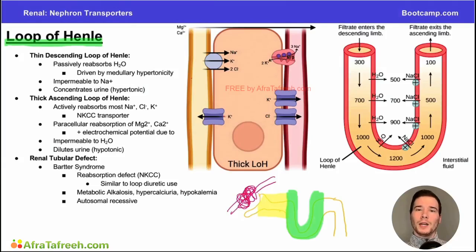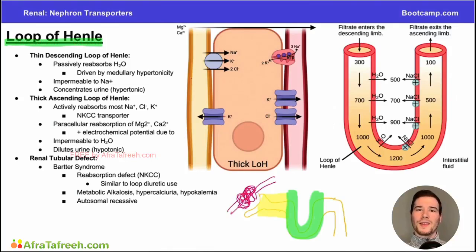As you can see, the loop of Henle is a pretty long portion of the nephron, and I like to break it up into two parts so that you're able to compare and contrast these portions. The first part is what's called the thin descending limb of the loop of Henle, and then coming back up, there is the thick ascending limb of the loop of Henle. Technically, there is also a thin ascending portion, but really the area that you want to focus on in terms of your physiology and your pharmacology is the thick ascending loop of Henle.